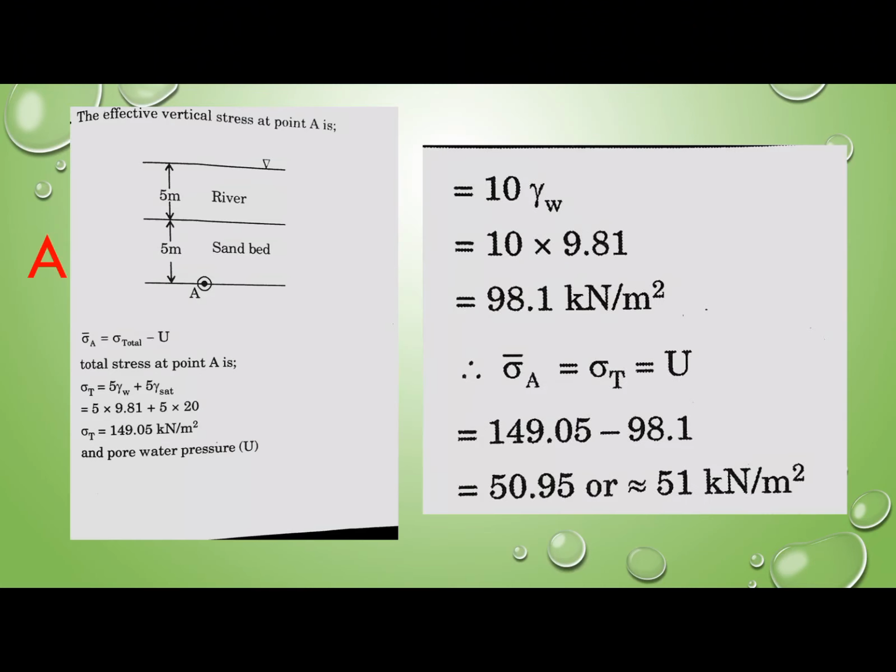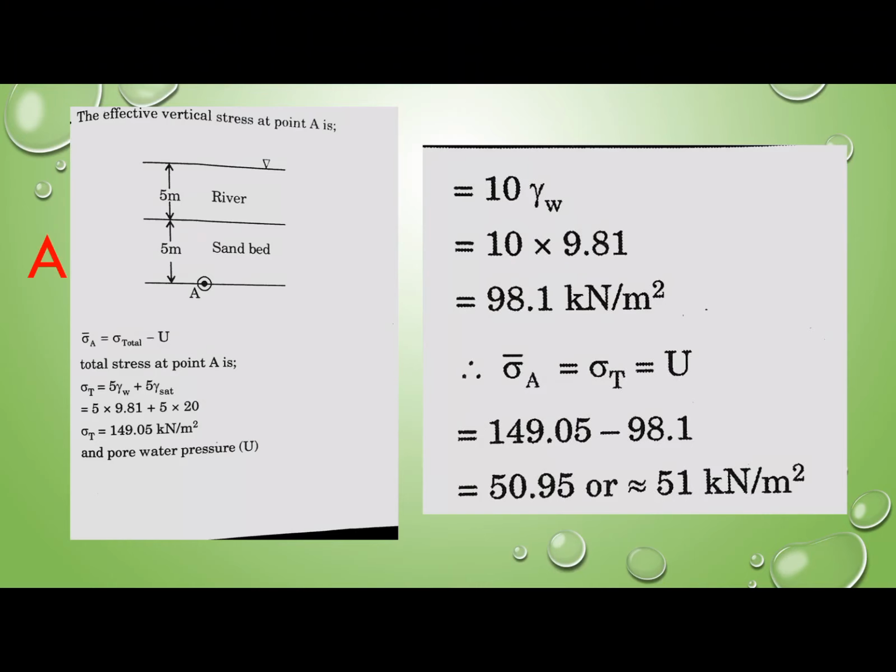So just draw the diagram: river which is 5 meter in depth and then the sandbed which is 5 meter in depth. So we are finding out sigma dash, which is equal to, we know, the total stress minus pore water pressure, which is sigma total minus U. Total stress at point A is what? Which is 5 gamma W plus 5 gamma saturated, right? So gamma W we know 9.81, so just substitute: 5 into 9.81 plus 5 into 20, as gamma saturated is 20, it's given.